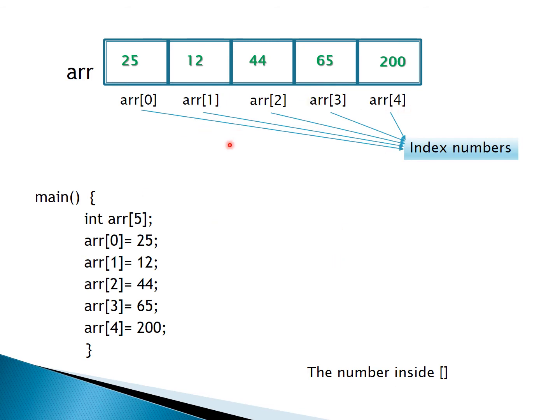So you have to remember that the number inside these brackets, in the declaration, shows the size of the array, but other than the declaration, this number shows the index number. So you have to be very clear. When we find this number inside the brackets in the declaration statements, that shows the size of the array. Other than those, we will consider the numbers inside these brackets as the index numbers. So this is very important to remember. Don't be confused between the index number and the size of the array.